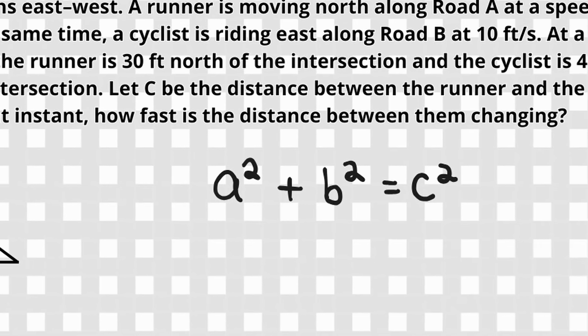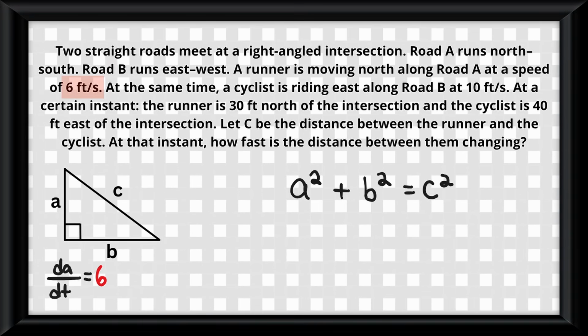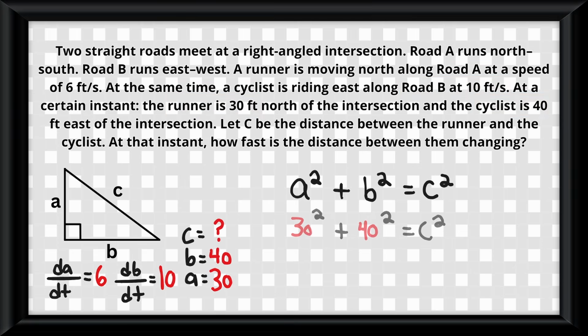Now we can write out what we know and don't know. dA/dt is equal to 6, dB/dt is equal to 10, A is equal to 30, B is equal to 40. We don't know C, but we can find it with the Pythagorean theorem, and doing that quickly, C is equal to 50, and we are solving for dC/dt.